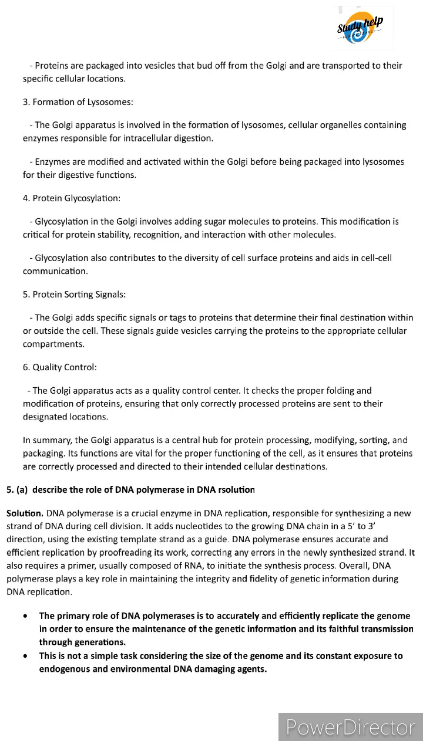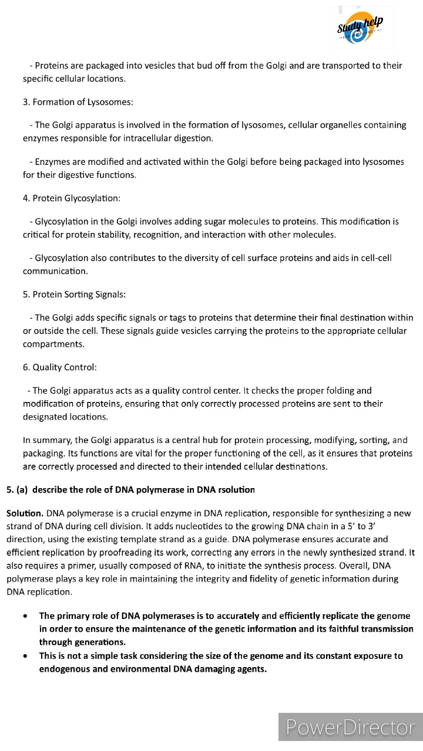guide. DNA polymerase ensures accurate and efficient replication by proofreading its work, correcting any errors in the newly synthesized strand. It also requires a primer, usually composed of RNA, to initiate the synthesis process. Overall, DNA polymerase plays a key role in maintaining the integrity and fidelity of genetic information during DNA replication.